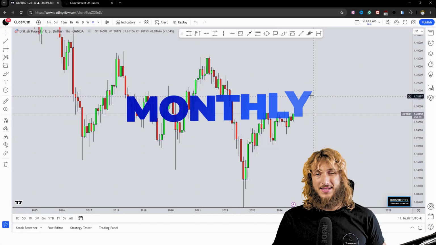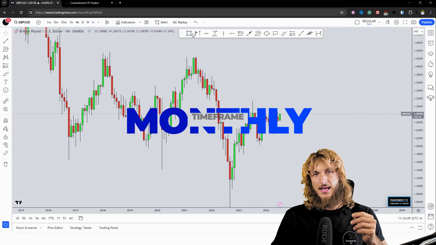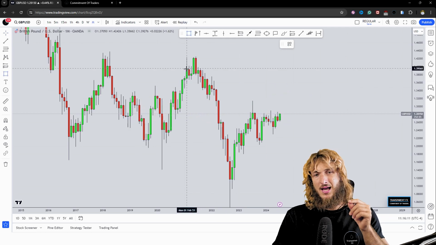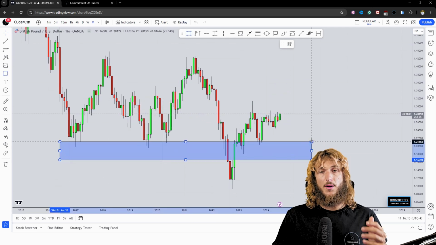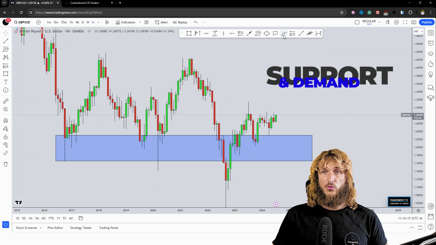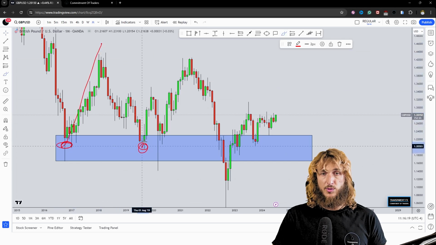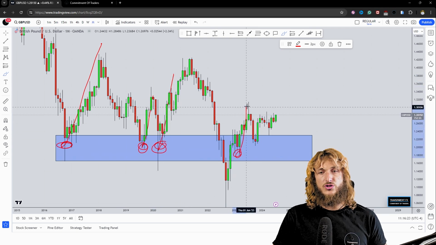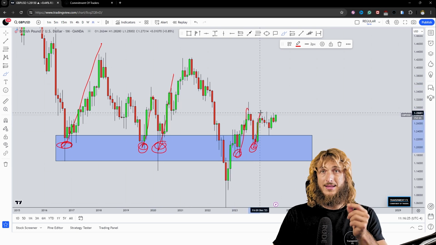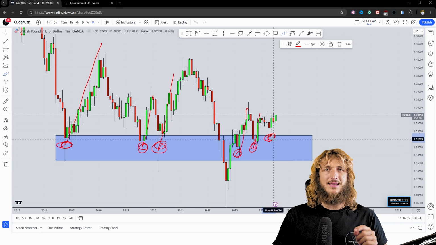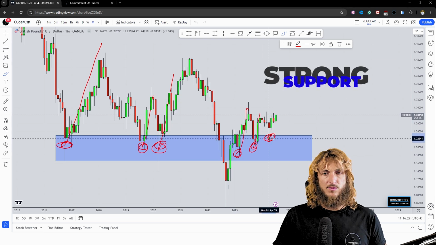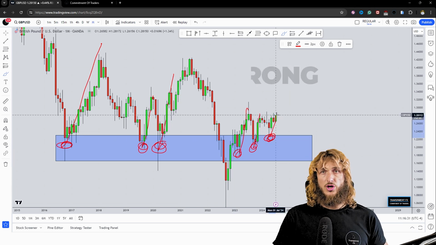Starting here from the monthly time frame, what we can see is that at the moment we have a market which is testing a quite strong historical monthly demand and support area. From here, in fact, multiple rejections to the upside have been created. Every single time that the market tested this zone, it got rejected to the upside quite aggressively. And what we can see is that at the moment the market is testing the exact same zone, and has already started rejecting it to the upside.